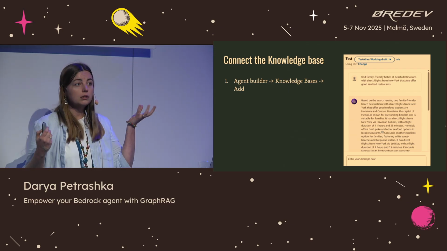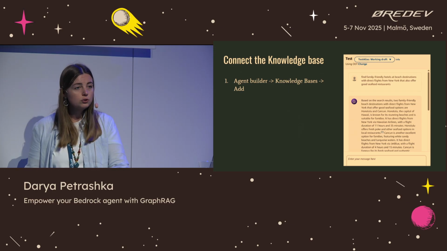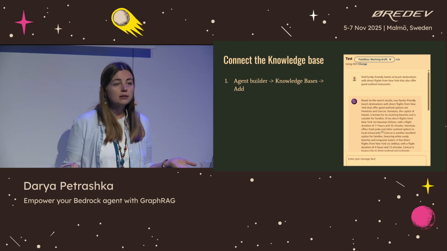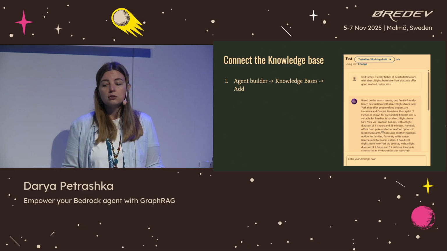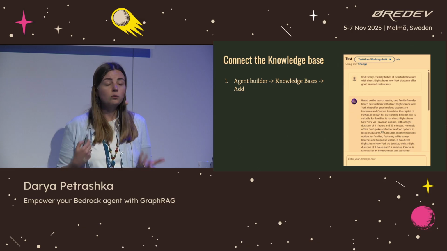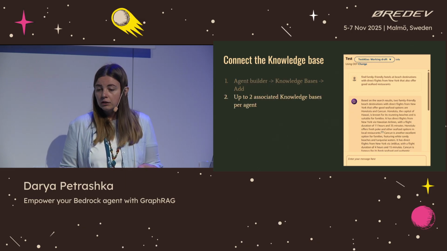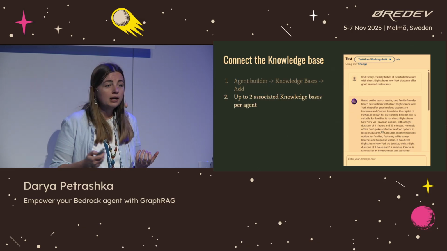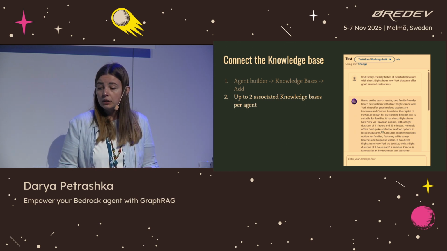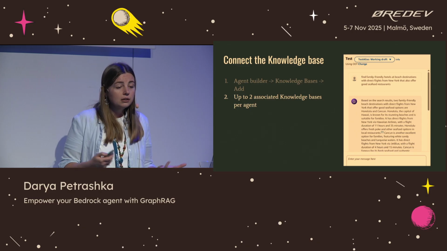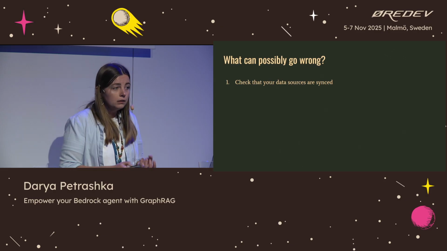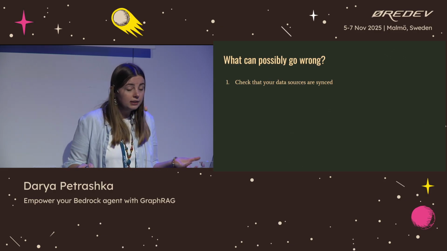So we have our agent, we have our knowledge base, we need to connect them. We go back to our agent, go to Agent Builder, find the section with the knowledge bases, and we click Add. And one agent can have up to two associated knowledge bases. And then basically our knowledge base is added. Pretty easy and quick, I would say.